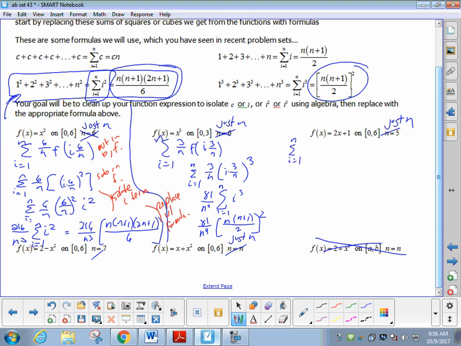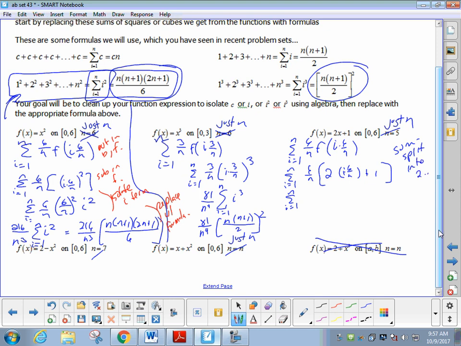For this, what's the base of each rectangle? 6 over n. And the heights are f at what? i times 6 over n, some number of 6 over n, okay? When I go to substitute in the function, I'll get 6 over n, and the function is 2 blank plus 1, generally speaking. And in that blank goes i times 6 over n. All right, one of the things you'll often need to do then is if you get a sum, you'll want to split into 2 summations.